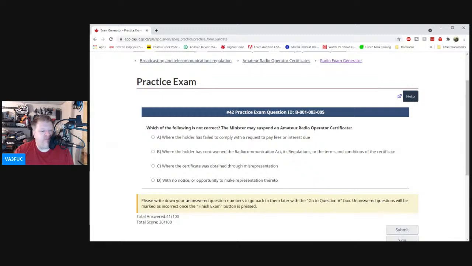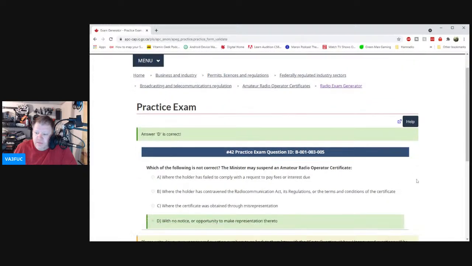Well, there are no fees for the Canadian amateur license. We know that already. Where a certificate has been obtained through misrepresentation, yeah, that is correct. With no notice or opportunity to make representations, therefore, I believe that is the one which is not correct, because you will be contacted if your license is in question and everything else. D is correct.